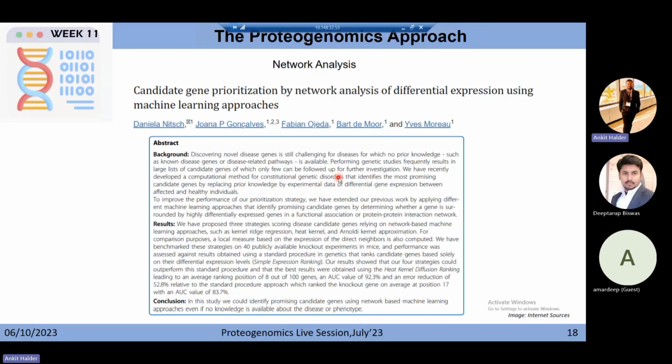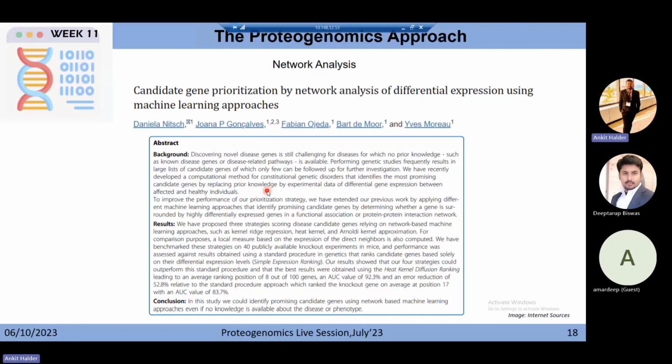For your effective further investigations, they have recently developed a computational method for constitutional genetic disorders, which identifies the most promising candidate genes by replacing prior knowledge with experimental data of differential gene expression between affected and healthy individuals. So this is the computational method that they have developed.